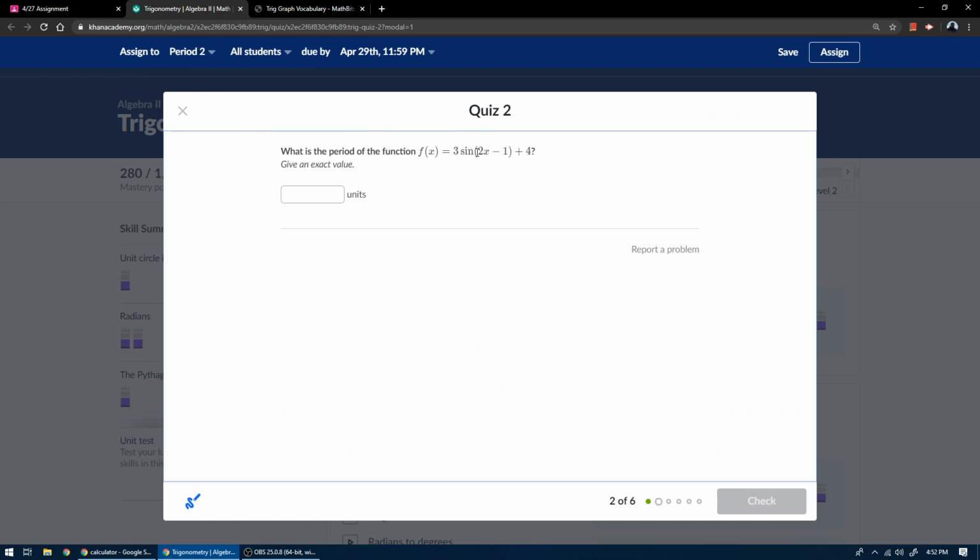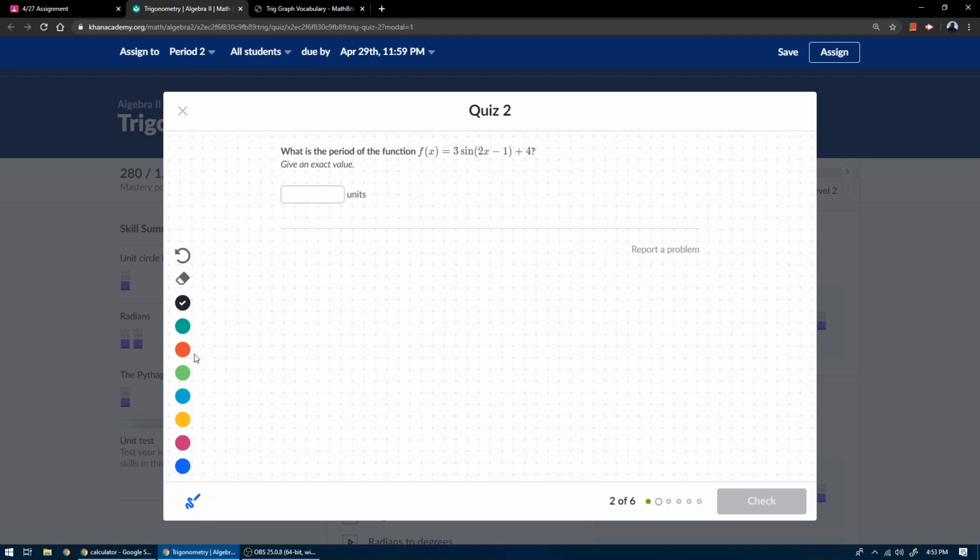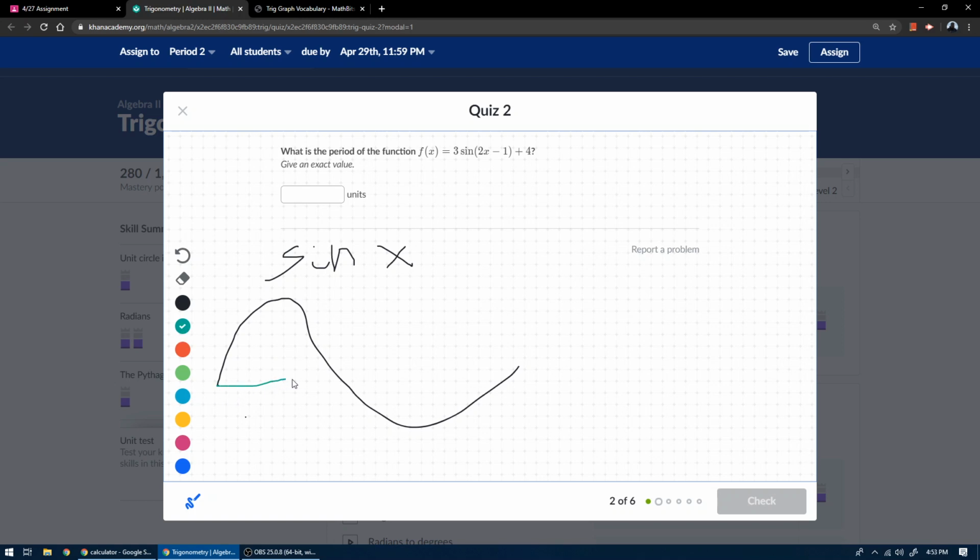The period is basically asking how long it takes to go from a point to the same point. If this is just sine of x, the basic graph we know, the period will be the distance from this point until we reach it again. It's one complete cycle, up, down, back. That's one cycle, and this is the period. So to find the period, I need to know how long this distance is.